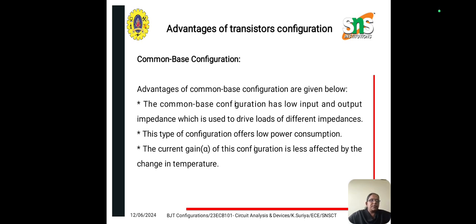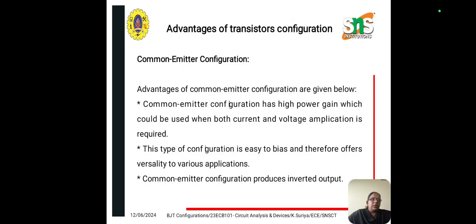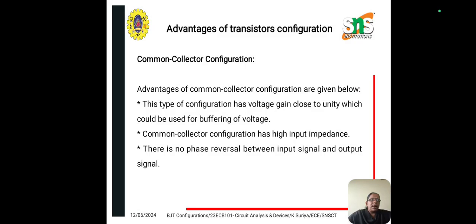Some advantages of transistor configurations are: the common base configuration has low input and output impedances, which is used to drive loads of different impedances. This type of configuration offers low power consumption, and the current gain of this configuration is less affected by the change in temperature. The common emitter configuration has high power gain, which could be used when both current and voltage amplification is required. This type of configuration is easy to bias and therefore offers versatility to various applications, and it also produces an inverted output. Next one is the common collector configuration.